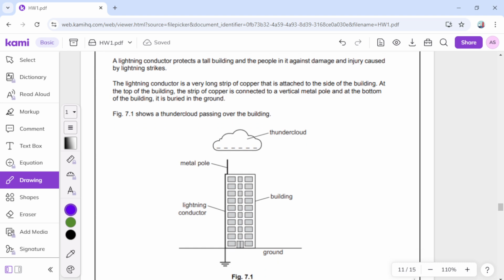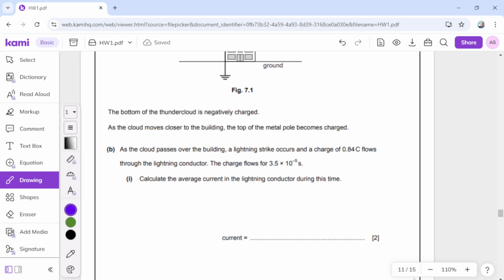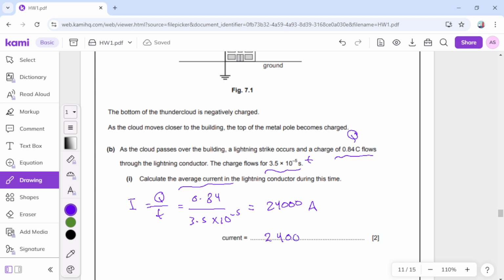Now we have this question. When you read this question, you will find he gave you charge and time and asks you to find the average current. Again, you have to write the equation first. Current, and you don't have any converting, so current equals charge over time. Charge is 0.84 over time, 3.5 multiplied by 10 power negative 5. What's the answer? I will use my calculator. 0.84 divided by 3.5 multiplied by 10 power negative 5. So the answer is 24,000. What is the unit? Amps. Don't forget the unit. 24,000 amps. Next.